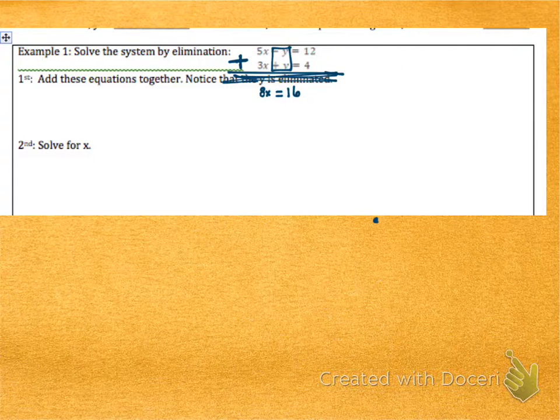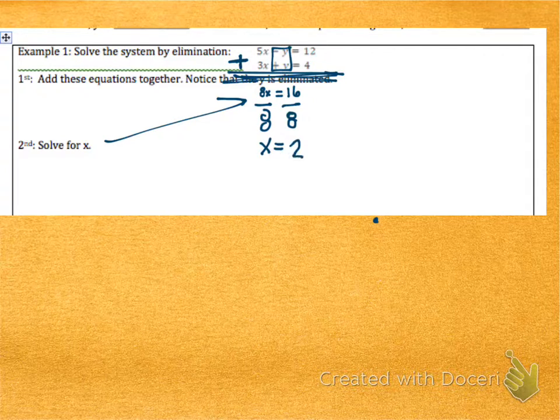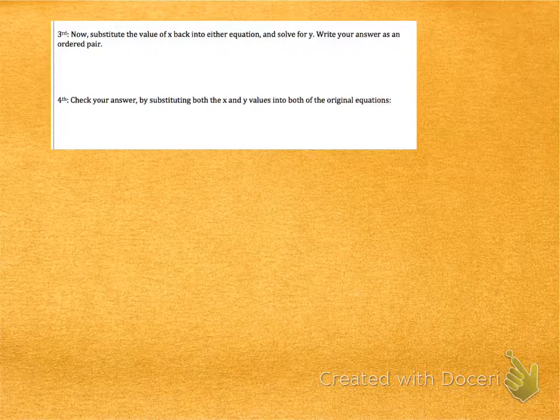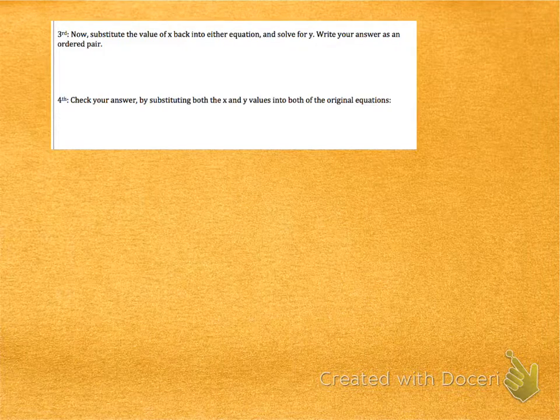The next step would be to solve for x. And so we just divide both sides by 8, and we realize that x is equal to 2. And so we have that x is equal to 2.